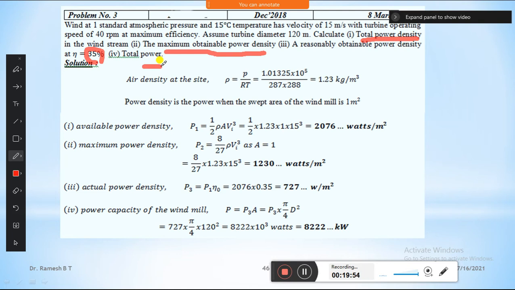First thing, you have to write the given data. So first you write P, the pressure. It is 1 atmospheric pressure. Either you can take 1 or 1.0135 into 10 raised to 5, because it is in terms of bar. So you have to convert bar to Newton per meter square, by multiplying by 10 raised to 5.